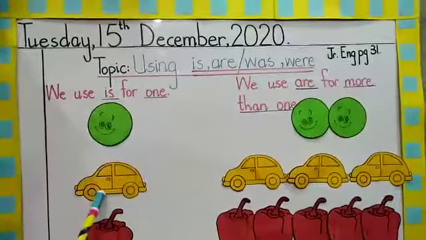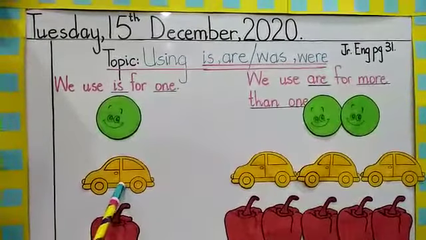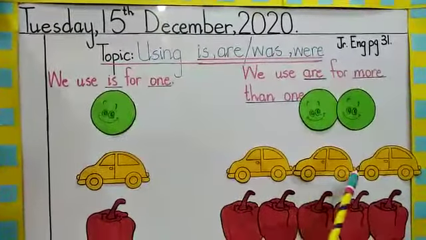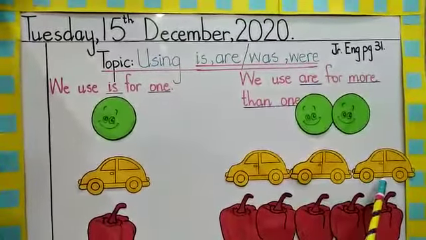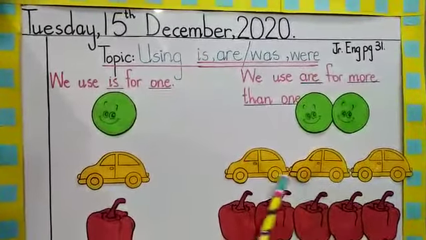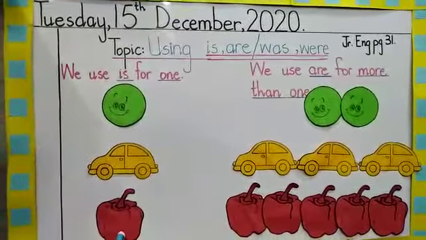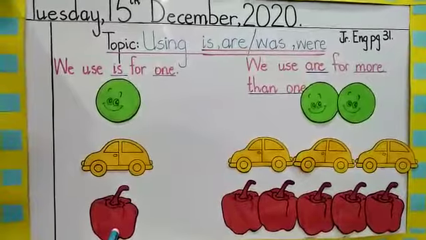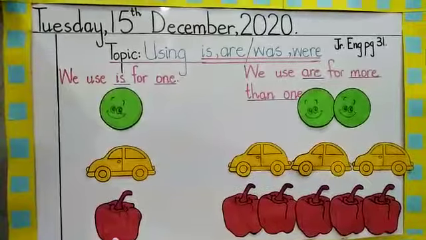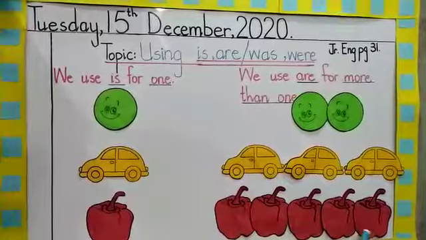Now come to this one. This is one car. We will say this is one car. Okay, how many cars? These are three cars. We will use are because these cars are more than one. Come to the next. This is a capsicum. Because it's one capsicum, so we will use is. This is one capsicum and these are 5 capsicums.